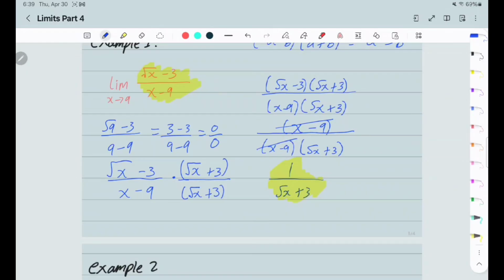So now you just simply multiply this thing with the conjugate. Sorry, you don't multiply with the conjugate, my bad. You just simply put the limit x approaches 9 here. Now if I plug in 9 here, I get 1 over root 9 plus 3, which is, root 9 becomes 3, and 1 over 3 plus 3 is 6. So in the end, we're left with 1 over 6.